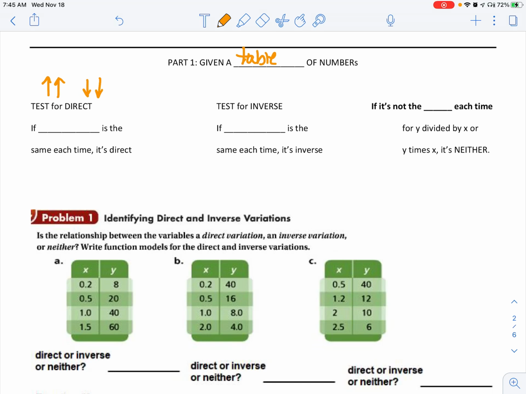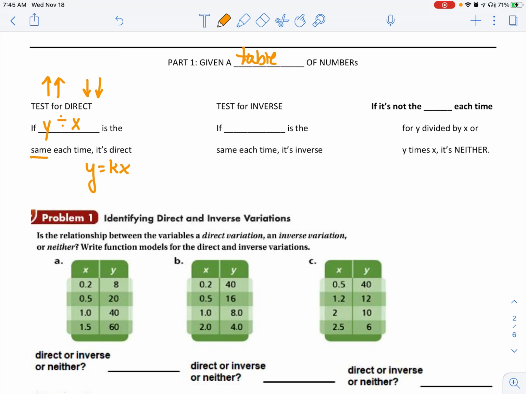Okay, let's test for direct. So here's how you test for direct. If y divided by x is the same each time, that makes it direct. So you'll have y equals kx.